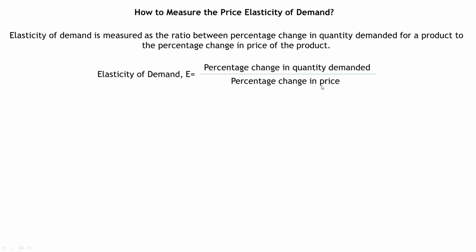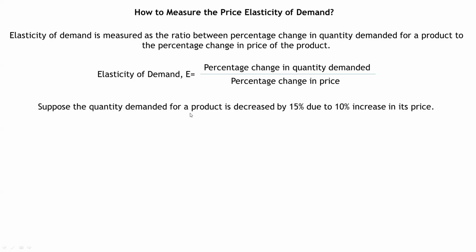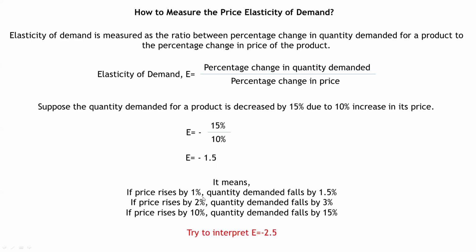For example, suppose the quantity demanded for a product is decreased by 15% due to 10% increase in its price. In that case, elasticity of demand equals percentage change in quantity demanded, which is 15%, divided by percentage change in price, which is 10%. That is, elasticity of demand will be 1.5. As the relationship between price and quantity demanded for a product is inverse, there appears a negative sign in the result. Hence, elasticity of demand equals minus 1.5. It means if price rises by 1%, quantity demanded falls by 1.5%.